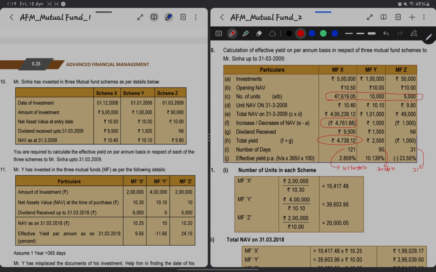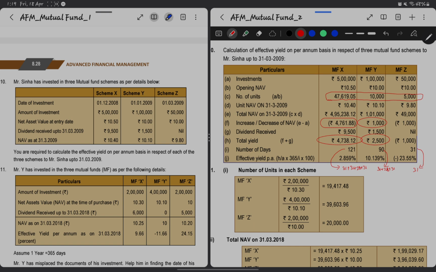Now in the second case, from the entry date till the end of the financial year, there is an increase of 0.10 in NAV, multiplied by the number of units. So the number of units in the second case is 1 lakh divided by 10, which is 10,000, multiplied by 0.1. So there is a capital appreciation of 1,000, and there is a dividend of 1,500. So the total yield is 2,500 in the second case.